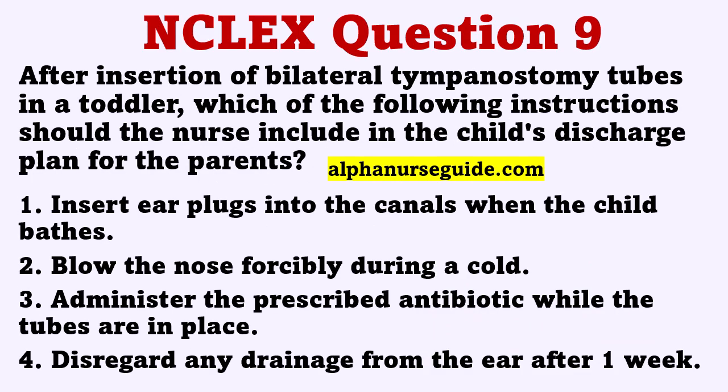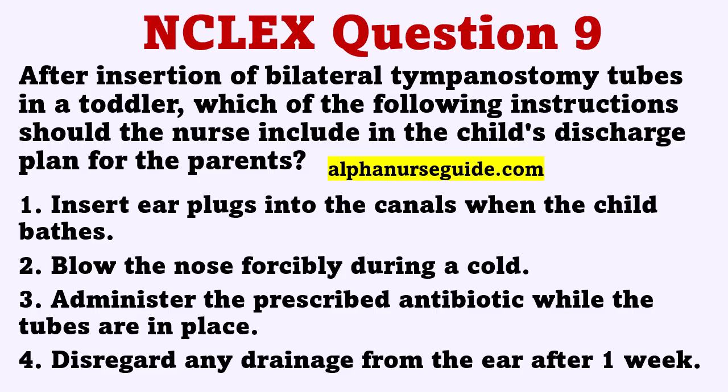After insertion of bilateral tympanostomy tubes in a toddler, which of the following instructions should the nurse include in the child's discharge plan for the parents? 1. Insert earplugs into the canals when the child bathes. 2. Blow the nose forcibly during a cold. 3. Administer the prescribed antibiotic while the tubes are in place. 4. Disregard any drainage from the ear after 1 week.